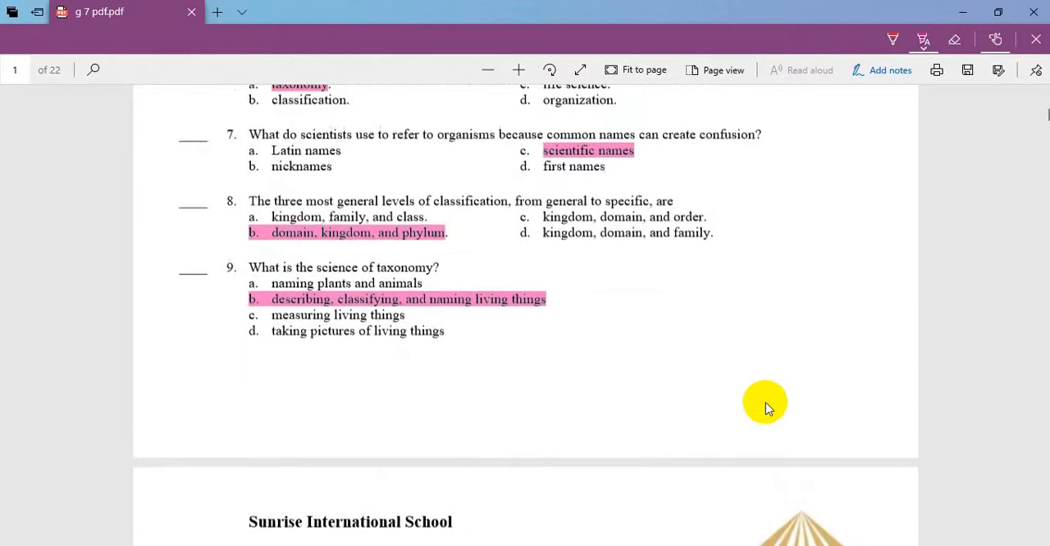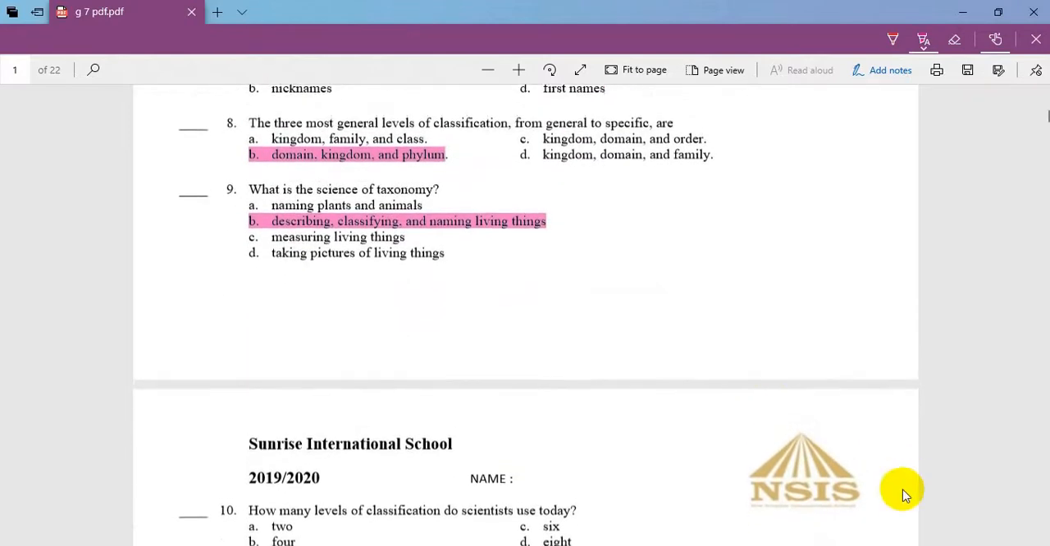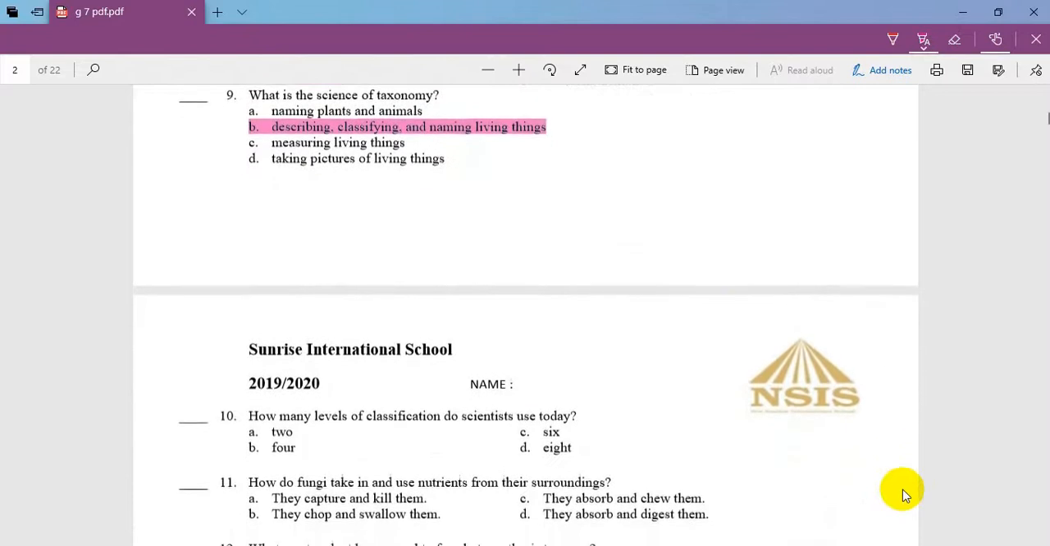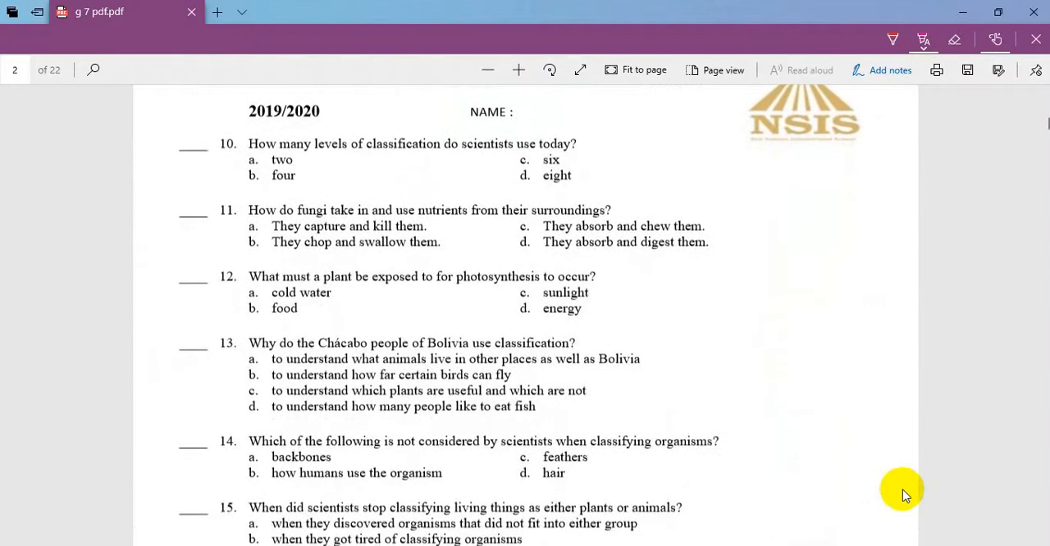Okay, so let's go to the next page. How many levels of classification do scientists use today? If you remember, we have 8 levels of classification, starting from domain until species.